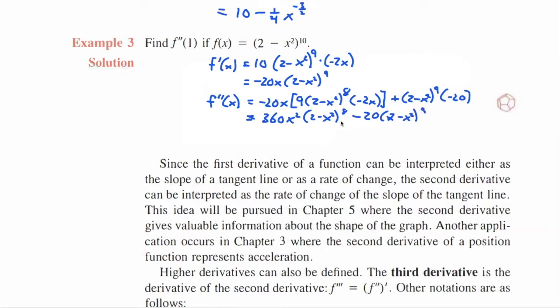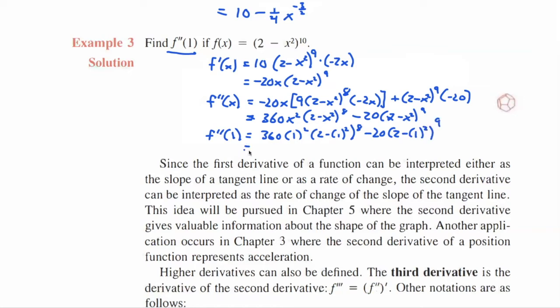Well, we can continue simplifying here, but we were asked to find the second derivative evaluated at x equals 1. So in fact, if we were to keep going and say, well, f double prime with the x value being 1, we can actually just put the number 1 in for each of these x's. So 360, replace this x with a 1, that's squared. 2 minus, replace this x with a 1, that's squared, and then it's raised to the exponent 8, minus 20 times 2 minus 1 squared, and then the exponent 9.